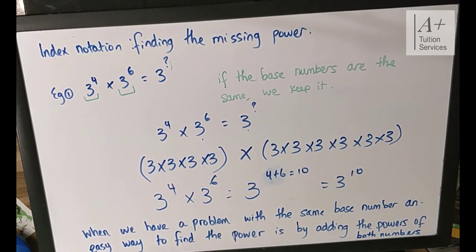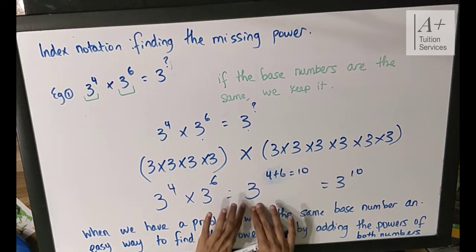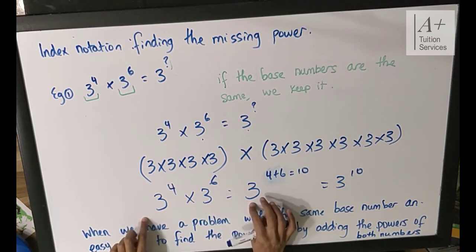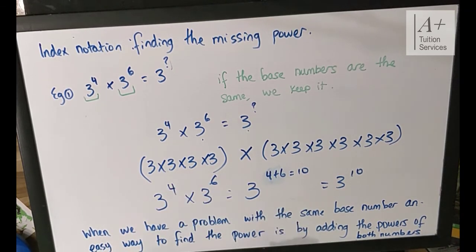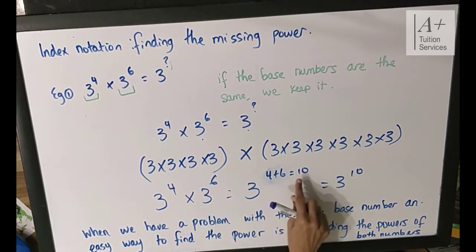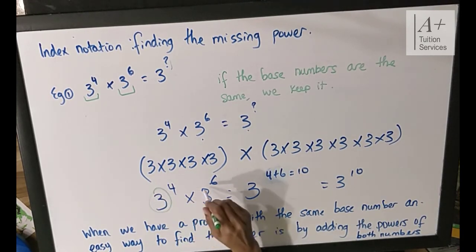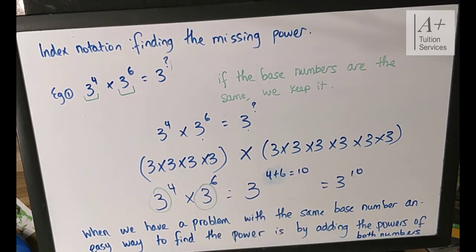So we have 3 to the 4th power multiplied by 3 to the 6th power, and they ask us, the answer will be 3 to what power? Right? Without even knowing this 3 here, you're supposed to know that once we have two same base numbers, the answer will be the same base number. So we need to work on the powers. Therefore, it will be 3 to the power of 4 plus 6, which is equal to 10. So we end up with 3 to the 10th power. When we have a problem with the same base numbers like this, an easy way to find the ending power or the answer power is by adding the powers of both numbers. So we just add 6 plus 4 and we get 10.